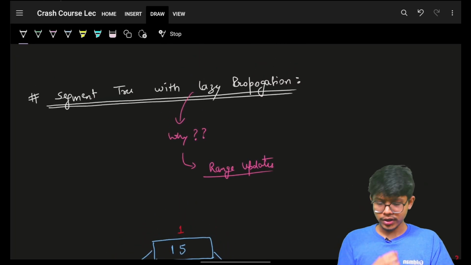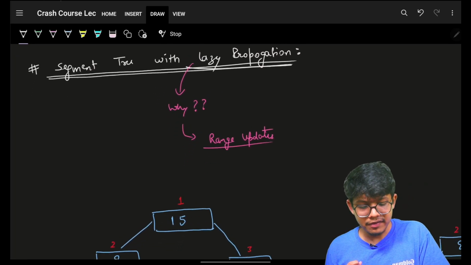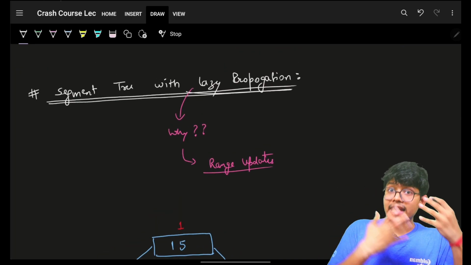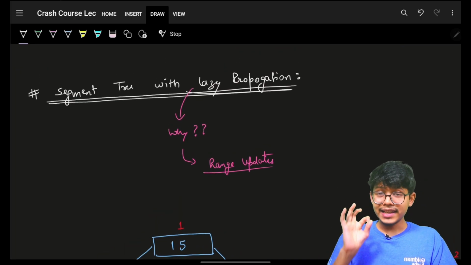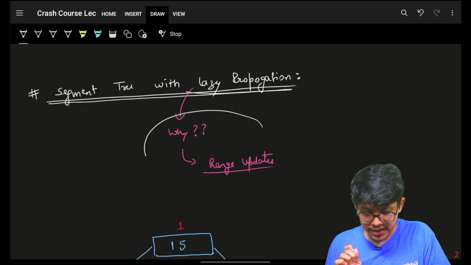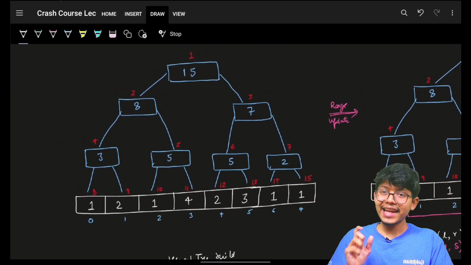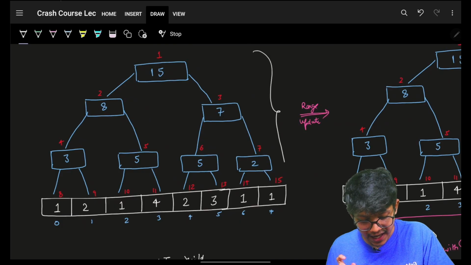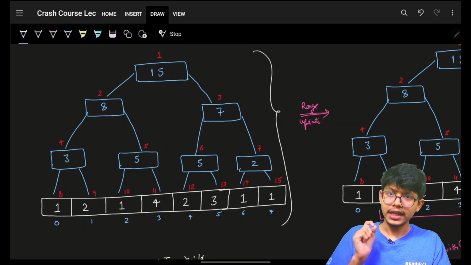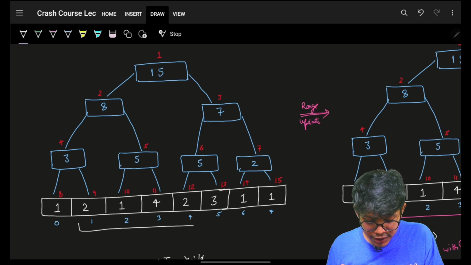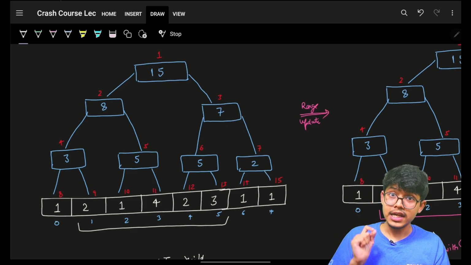So let's come on and see that we will now start with lazy propagation. Why the name is given, what it is, no worries, but the entire aim for it is range updates. So for the range updates, take the exact same array. If I would have asked you, please update the range from 2 to 5.